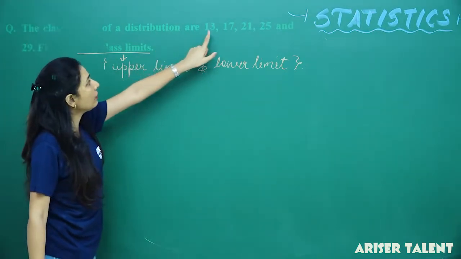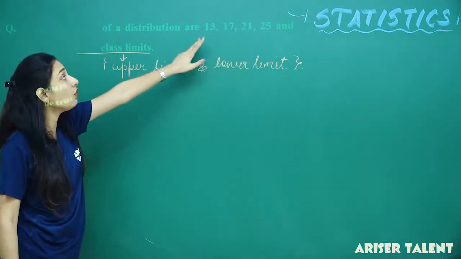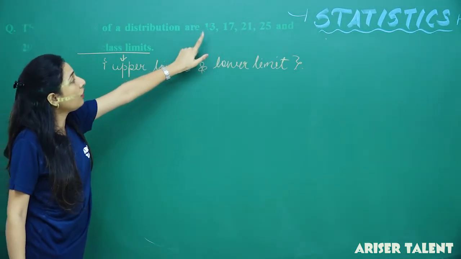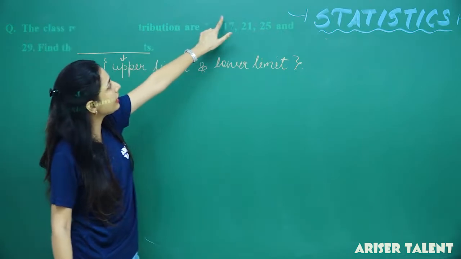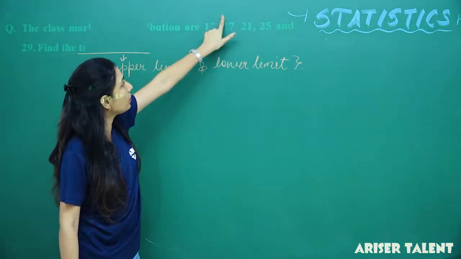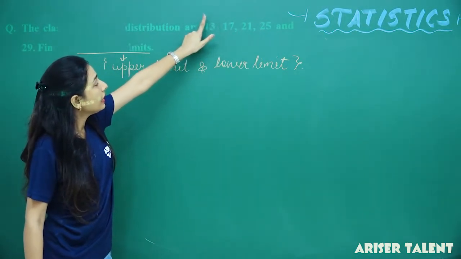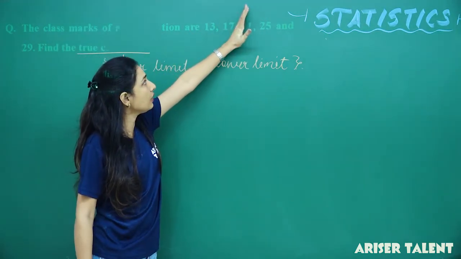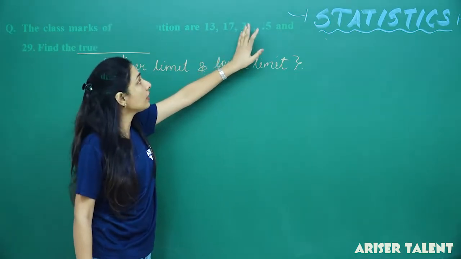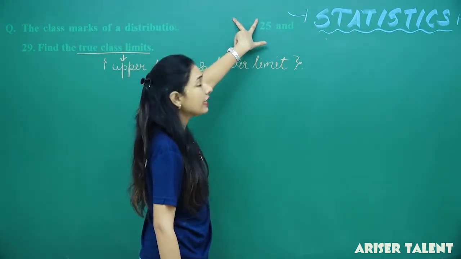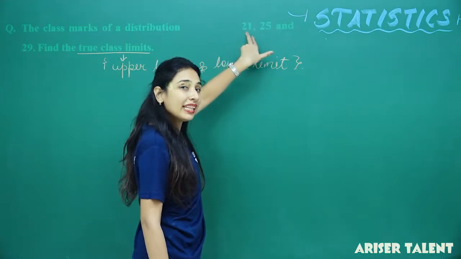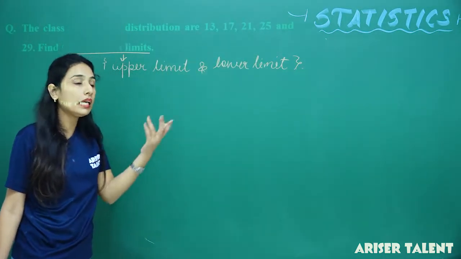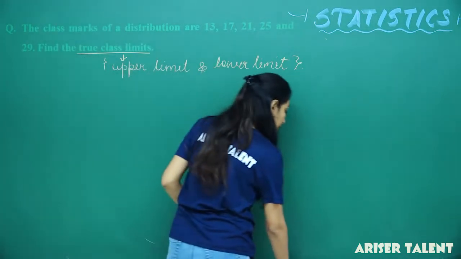Now, we have been given these values, and these are what? Class marks, or the mid values. We are having some value here and some value here, the upper limit and lower limit, and the mid value is 13. Then some value here, some value here, and the mid value is 17. So, we are just going to apply that formula. We have to find the A and the H, and then apply the formula.